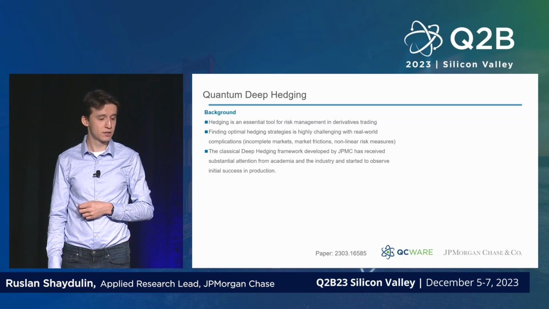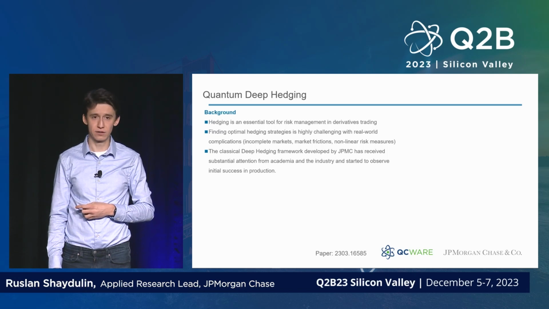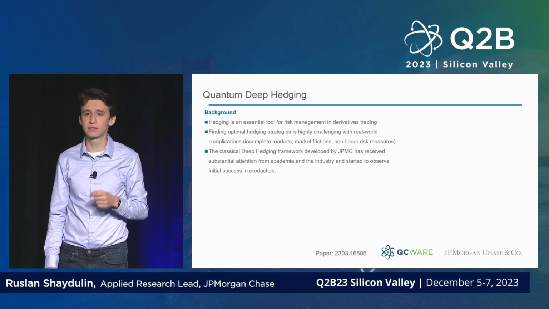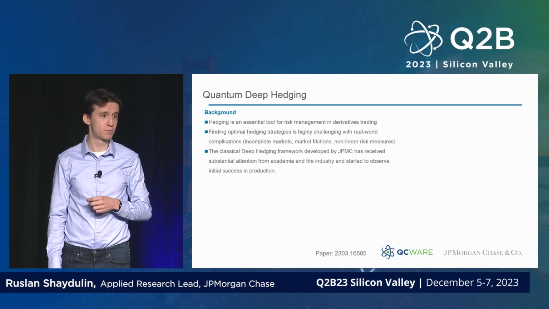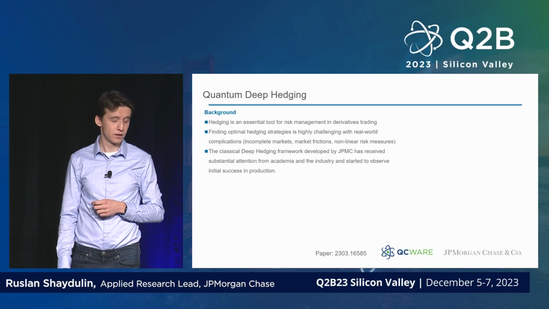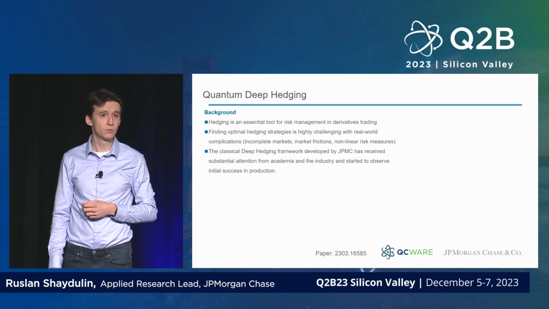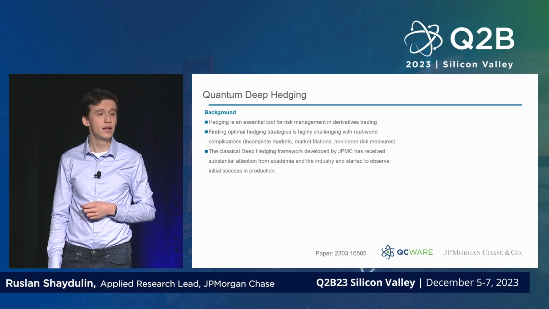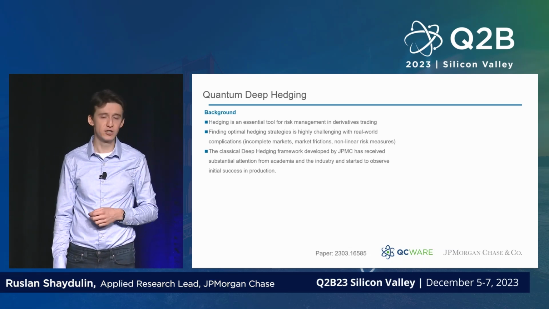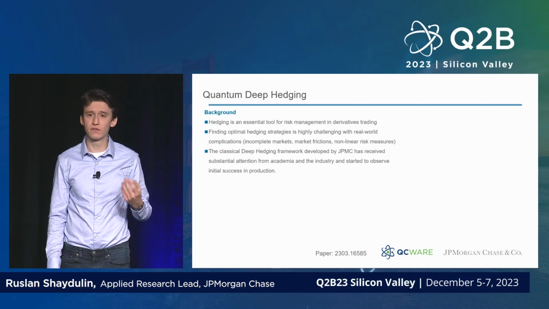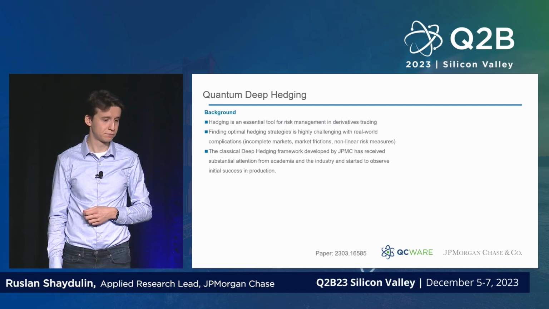Finally, let me talk about some of our machine learning work. Here, we're tackling the problem of hedging, which is an essential tool for risk management in derivatives trading. It's a computationally very challenging problem. One of the classical state-of-the-art methods for this problem was actually developed in another part of JPMorgan Chase, which is the seminal deep hedging paper, which has received a lot of attention both in industry and academia.